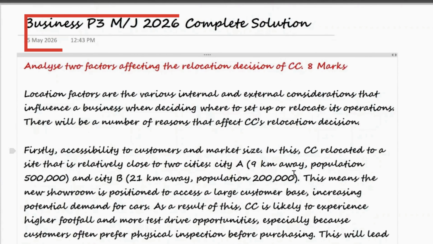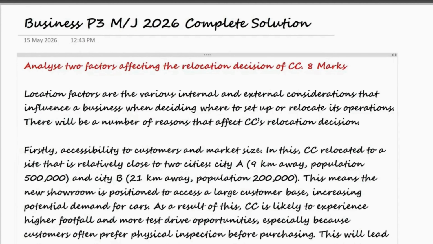In this video, we will be solving business paper 3, May, June 2026. It was about a case study program, and the entire case study was about the company CC. If you remember the contents of the case study, it's fine. And if you don't, then you need to stop the video over here, go through the case study first, read the questions, and then revert back to this video. So I assume that you are completely aware of all the points that were mentioned in the case study of CC.